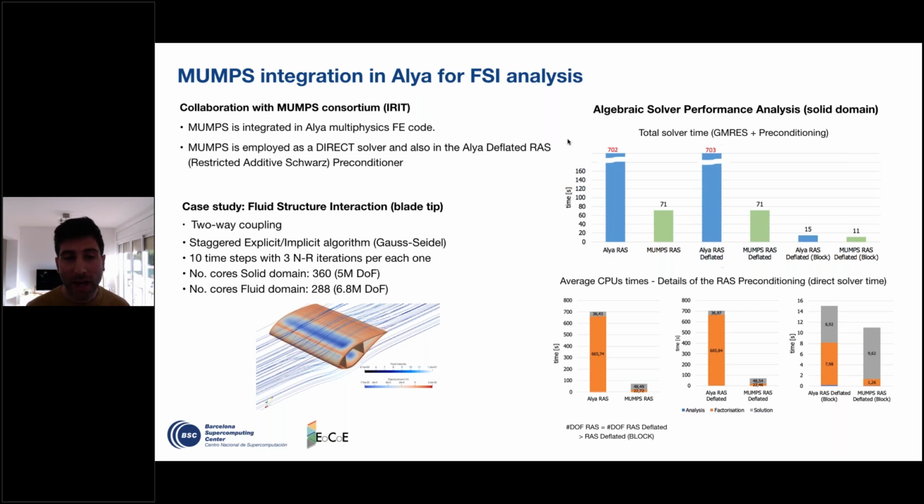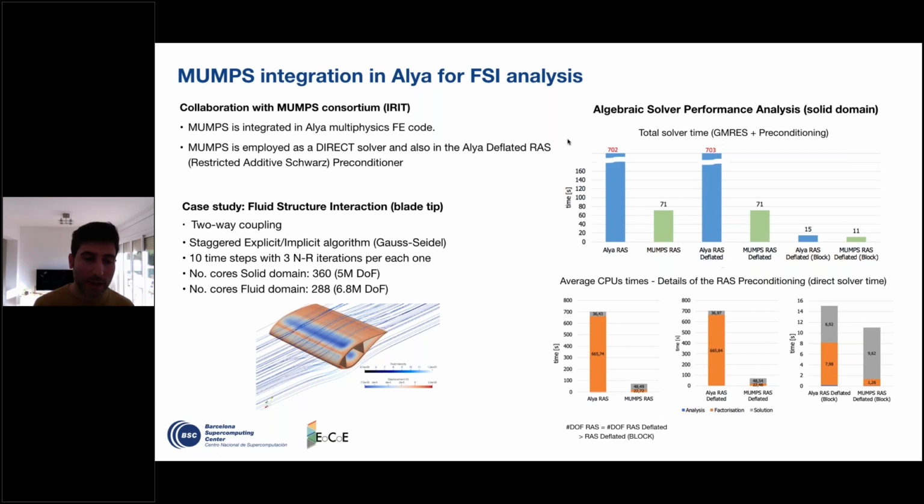We can see that we can have an improvement using the MAMS direct solver instead of our own direct solver. On the graph below, the average CPU times on this RAS preconditioning are shown in more detail. Here we show the time for the analysis, the time for factorization, and the time for the solution.